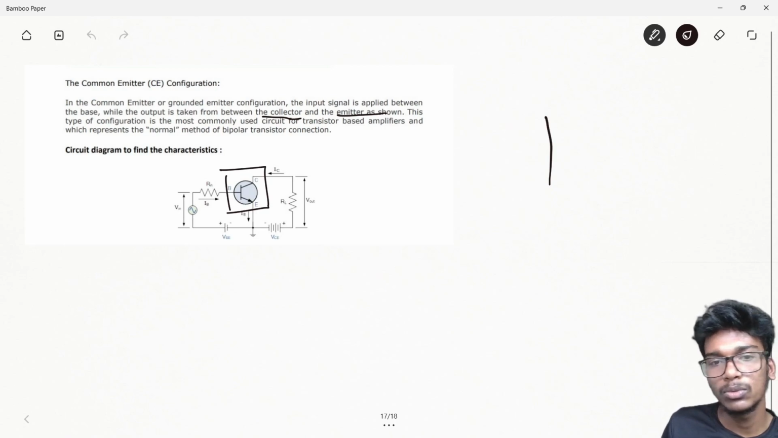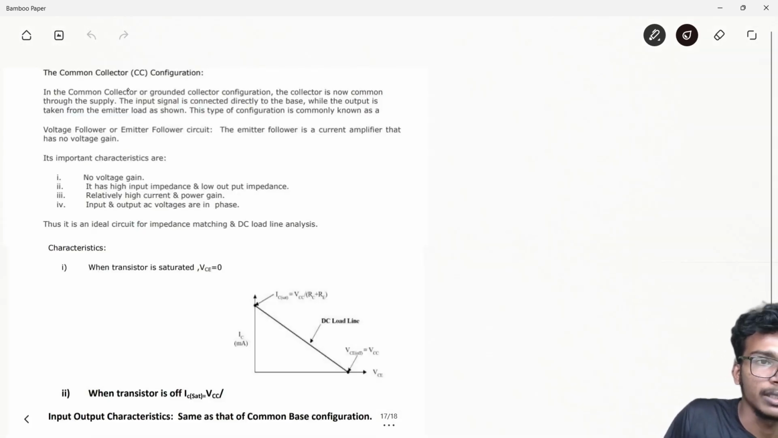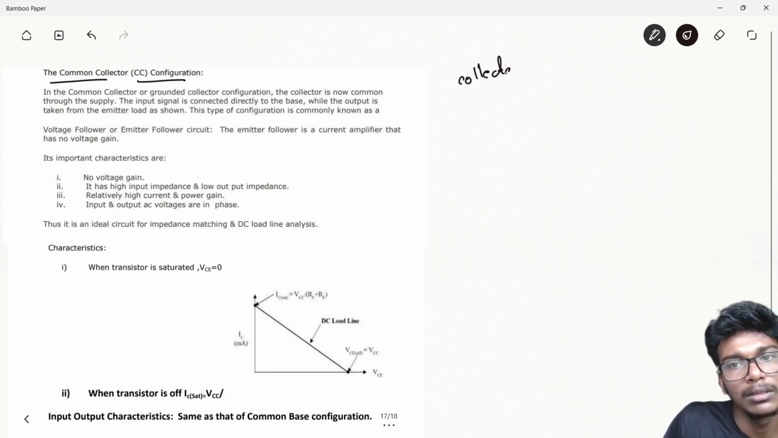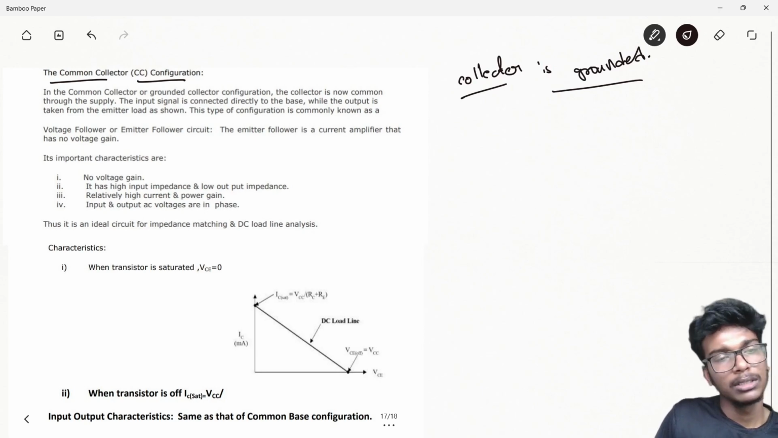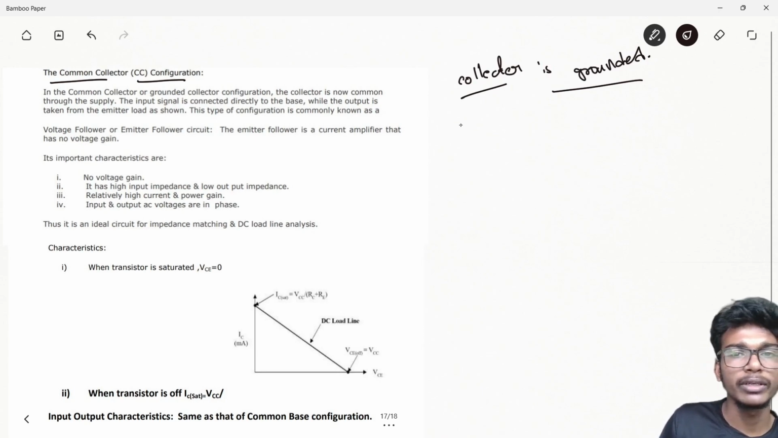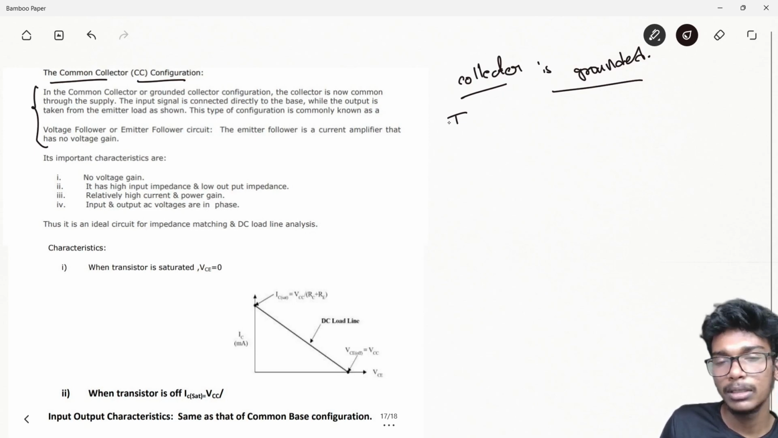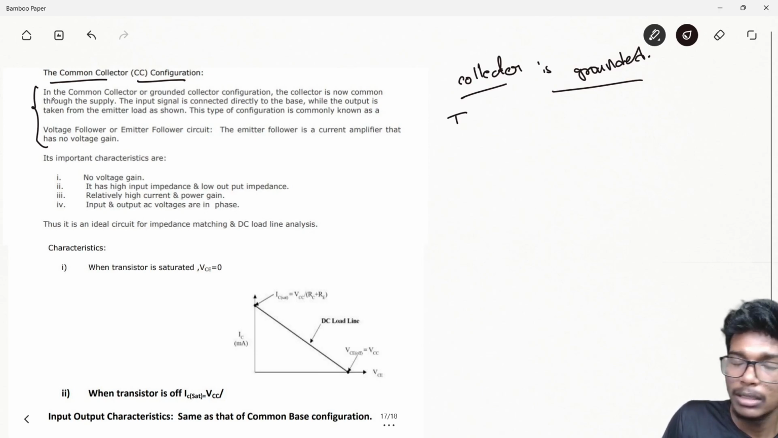Another leftover is the common collector configuration. As the name suggests, the collector is grounded. I just gave you a circuit diagram for two configurations. I want you to draw this diagram for this configuration, and the hint for the whole drawing is given over here. If you are able to draw it, then it's well and good. If you're not able to draw it, I will pin the link for the diagram in the comments.